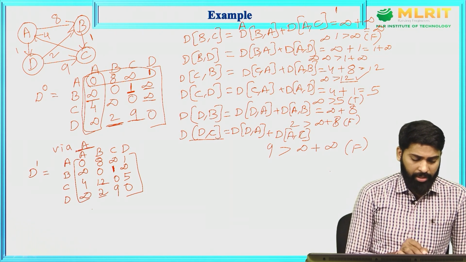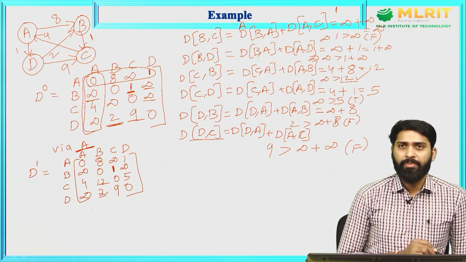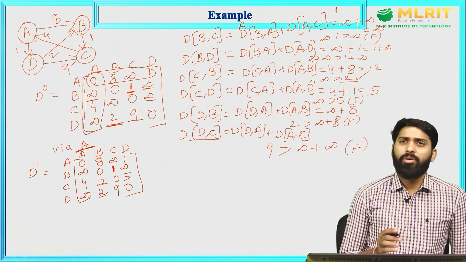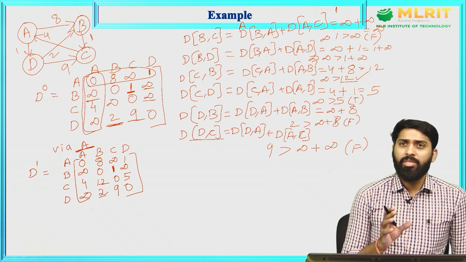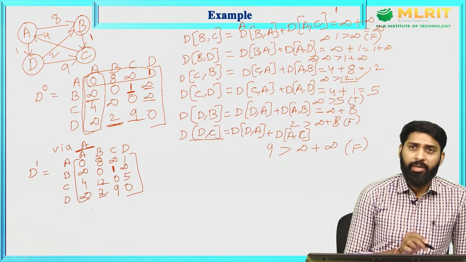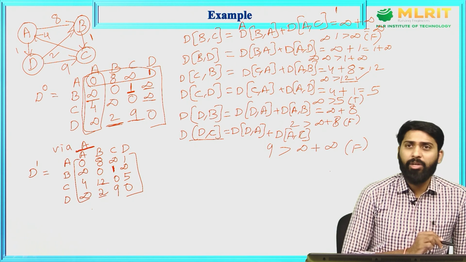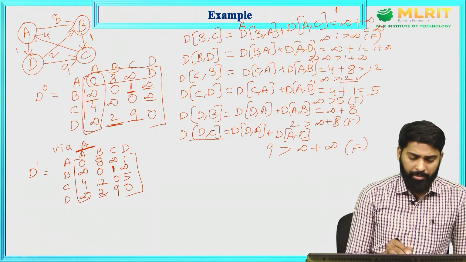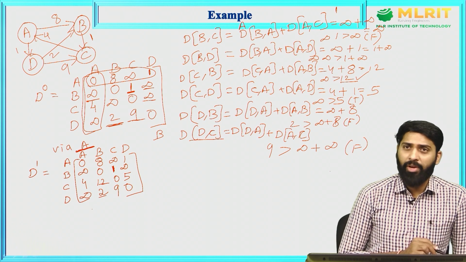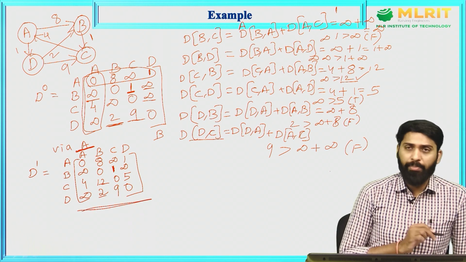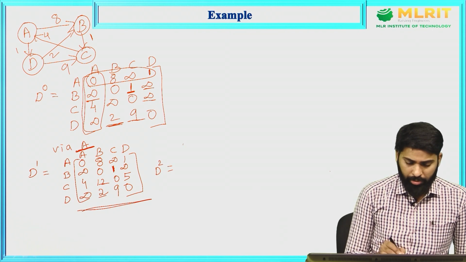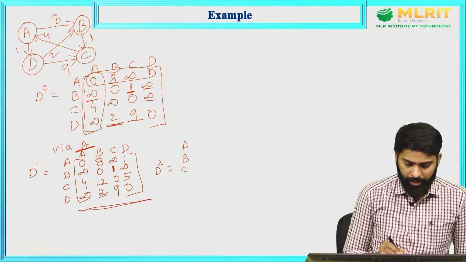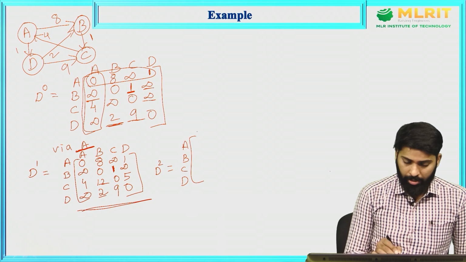Here we consider A as the via vertex. Now we are going to apply the same algorithm by changing the intermediate nodes. Here I take A as an intermediate value. In the next iteration I am going to take B as an intermediate value and this matrix as input. Okay. So I write D2 here. D2 equals A, B, C, D. Same A, B, C, D.